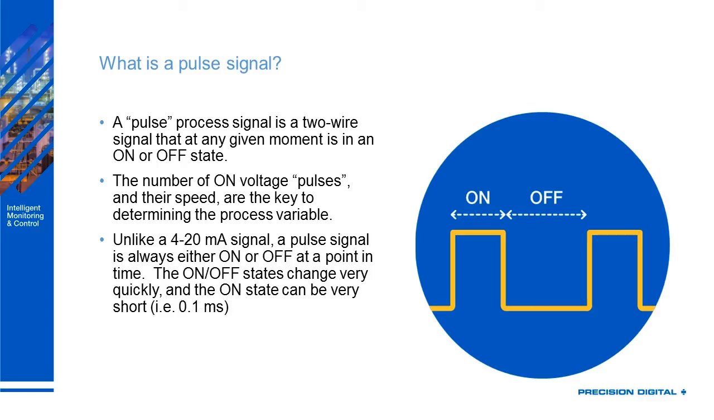And as I was mentioning before, unlike a 4 to 20 milliamp signal, the pulse signal is always either on or off at a point in time. It's all about changing the state of that line quickly, generating more and more voltage pulses as your process variable goes up. And to give you a sense of scope, these changes are going to be happening very quickly.